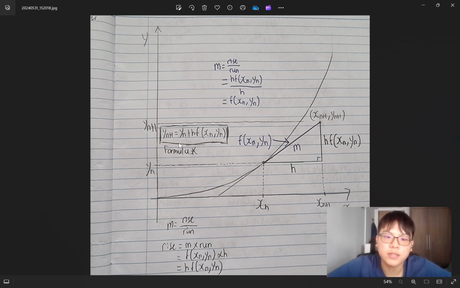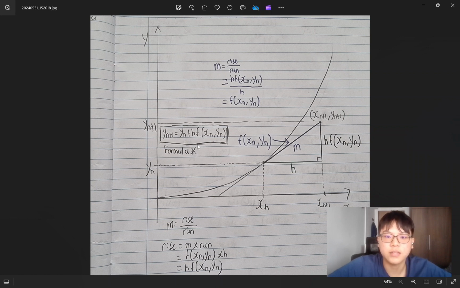Over here, we can see the formula for Euler's method. y_{n+1} equals y_n plus h f(x_n, y_n). y_n is basically the starting point and y_{n+1} is the next point which you are trying to find.